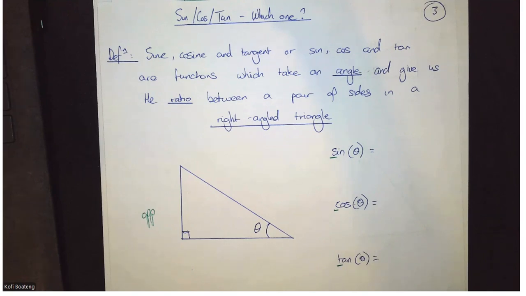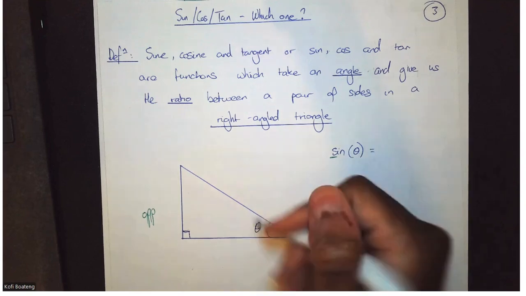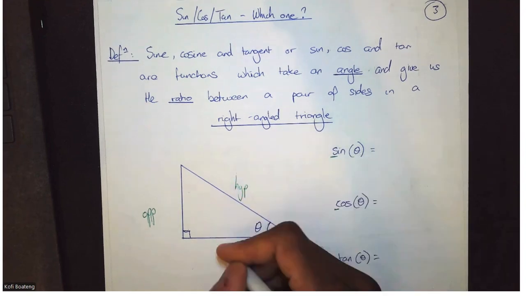Now, if you take sine, it gives you a different ratio than if you take cosine, and that gives you a different ratio than if you took tan. So let's remind ourselves of the labeling of the shape here. So we've got the opposite, we've got the hypotenuse, and we've got the adjacent here.